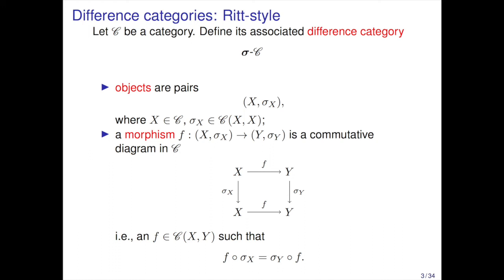So C is an arbitrary category, and you define the associated difference category, which has objects which are pairs (x, sigma), where x is an object of the original category, and sigma is just an endomorphism of x. And of course, a morphism between two such pairs is a commutative diagram which looks like this, or in other words, it's just a morphism of the original category which commutes with difference operators. So this is very classical, although I can now do this for an arbitrary category.